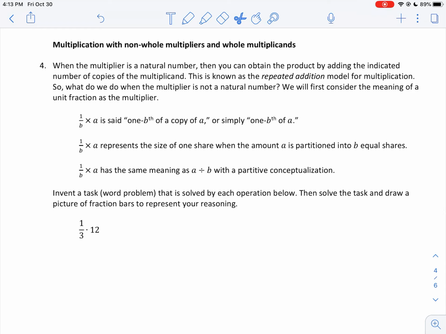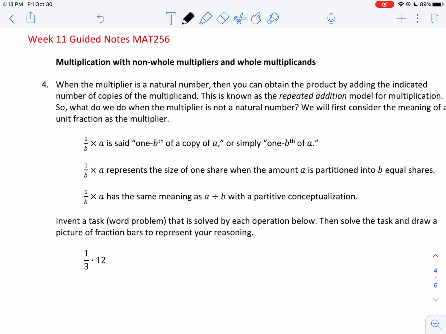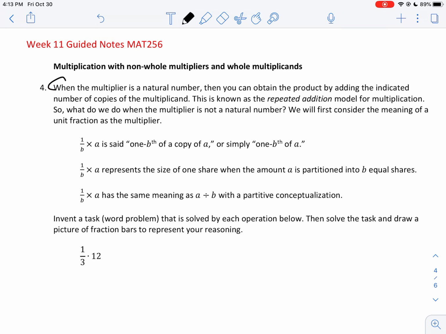Okay, multiplication with non-whole multipliers and whole multiplicands. So now we are going to venture into what happens if the multiplier is not whole. When the multiplier is whole, when it is a natural number, then you can obtain the product by adding the indicated number of copies of the multiplicand. This is known as the repeated addition model for multiplication. Like 5 times 3 just means add 3 5 times. Do 3 plus 3 plus 3 plus 3 plus 3.